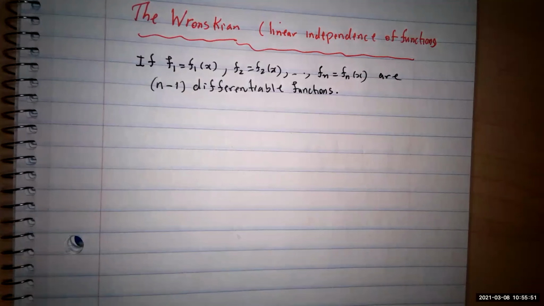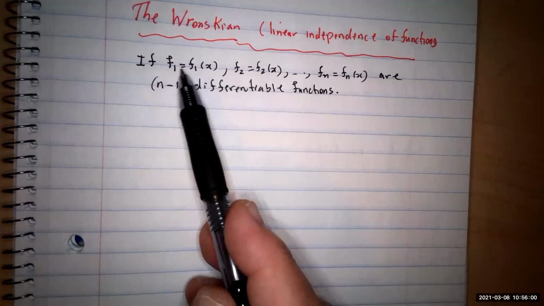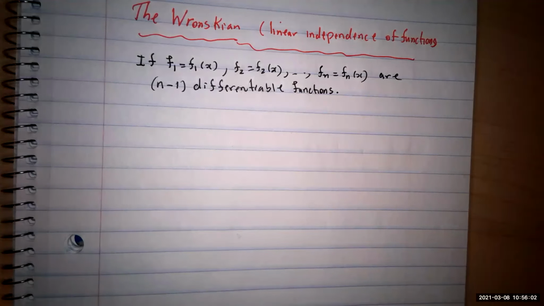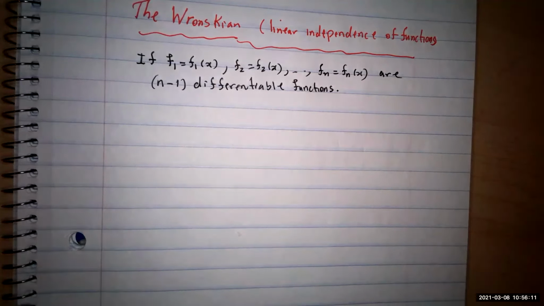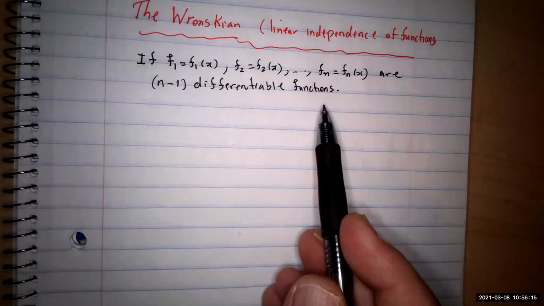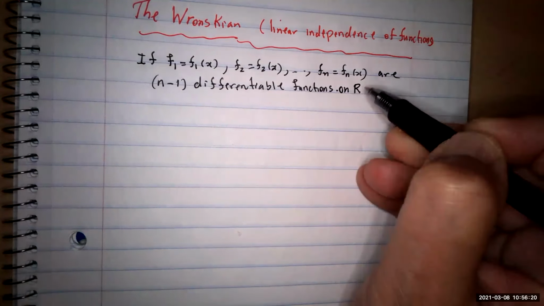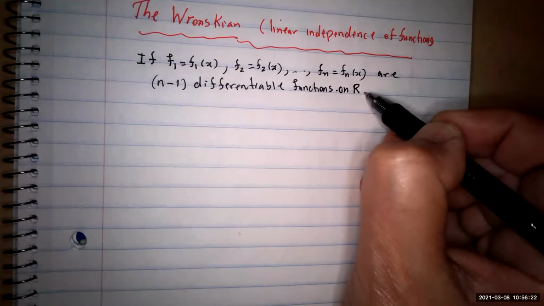We are going to use only the 2 case, 2 functions or 3 functions. If you use only two functions, this means your functions are only one-time differentiable. But most of the time it's going to be for three functions, so you have f prime and f double prime. So if these are n minus 1 times differentiable functions, let's say on R, on the set of real numbers.